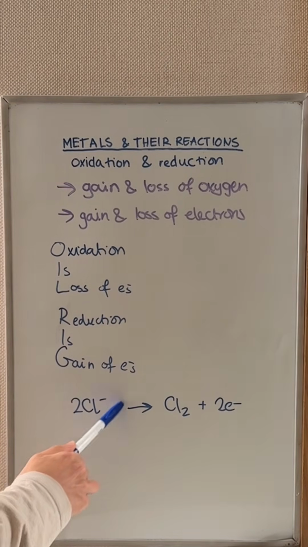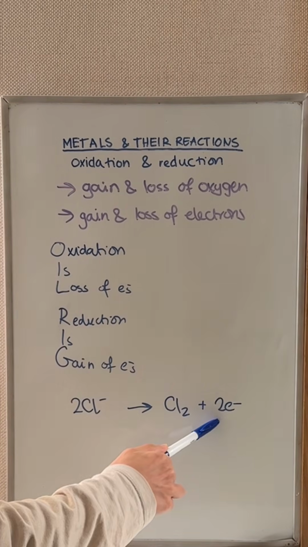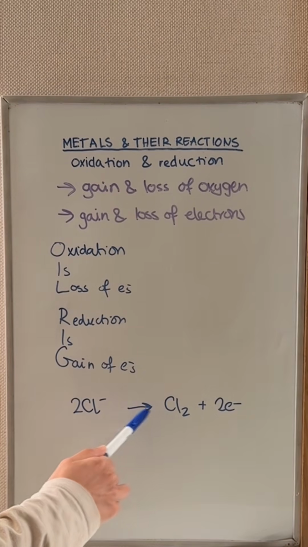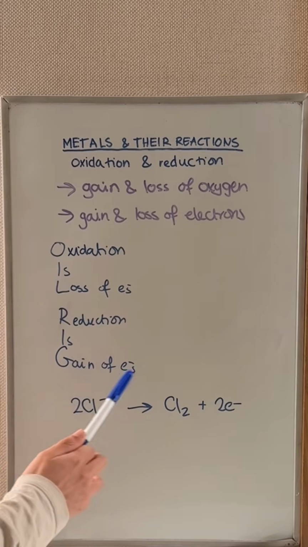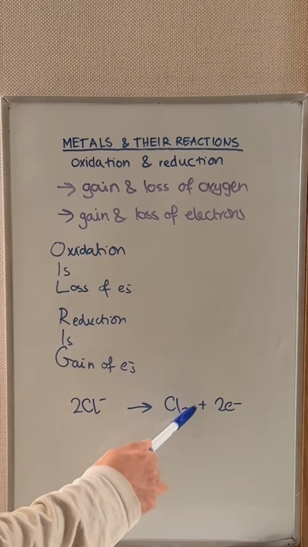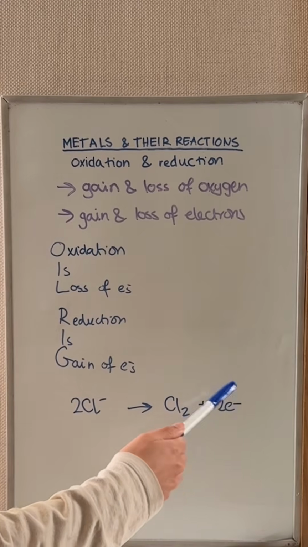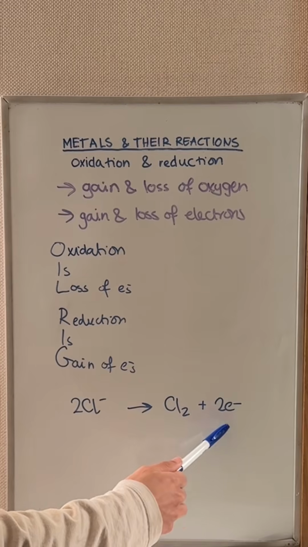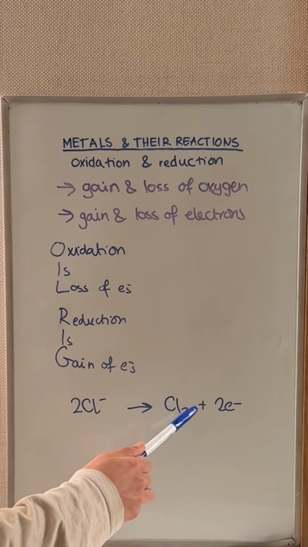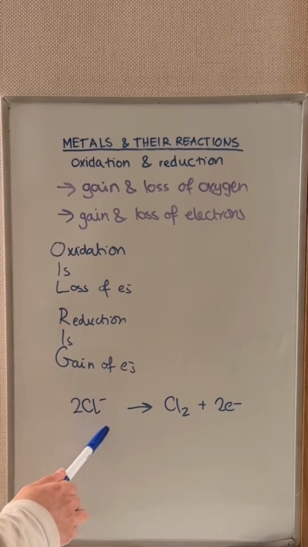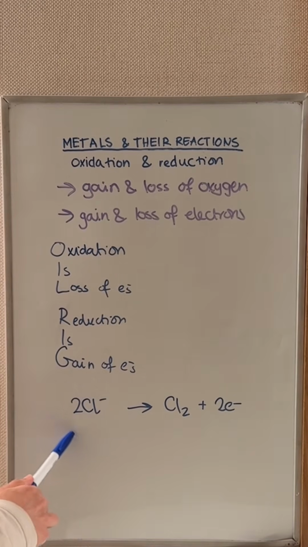So two chloride ions lose two electrons to form chlorine gas, or chlorine element. These two chloride ions come together and become chlorine element, but in the process of doing so, they also lose those two electrons. So we've lost electrons here. These chloride ions have lost an electron each, in total 2 electrons.